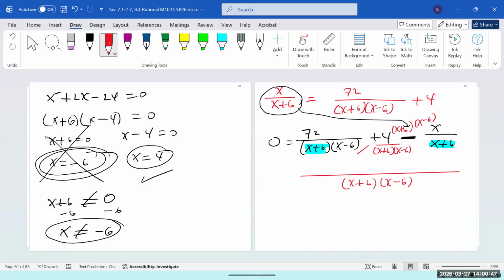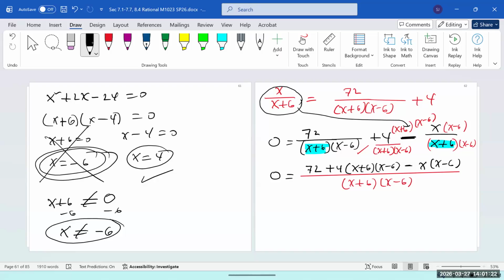Are we missing anything on the third denominator? Yeah. What is missing? So we multiply by x minus 6 in the numerator and denominator. So now we have (x plus 6)(x minus 6) on every denominator. We go for the numerator. We have 72 plus 4(x plus 6)(x minus 6) minus x(x minus 6). And the other side is 0.